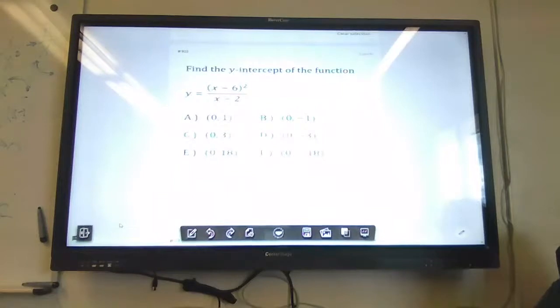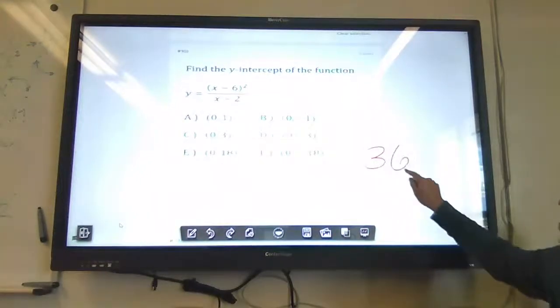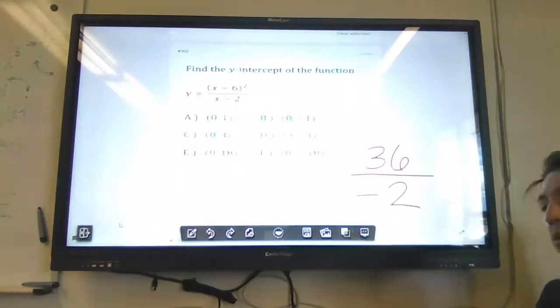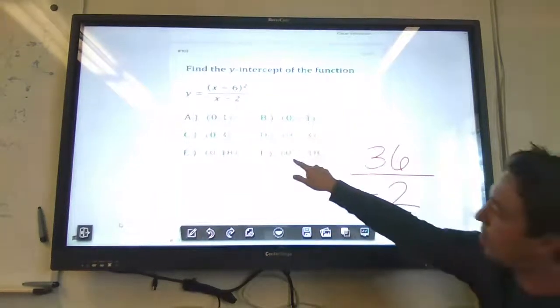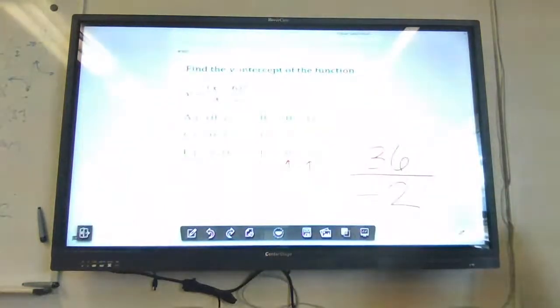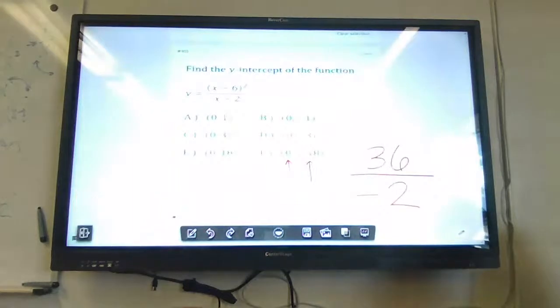What do you have to do if you want to know the y-intercept of any function? Just plug in 0. No, you're thinking of x-intercepts. To get the y-intercept, you just plug in 0. So let's plug in 0. What's the top of the fraction if we plug in 0? Positive 36. The bottom is negative 2. So we plugged in 0 for our x, and our y value is negative 18. Are there any questions on that? Okay.